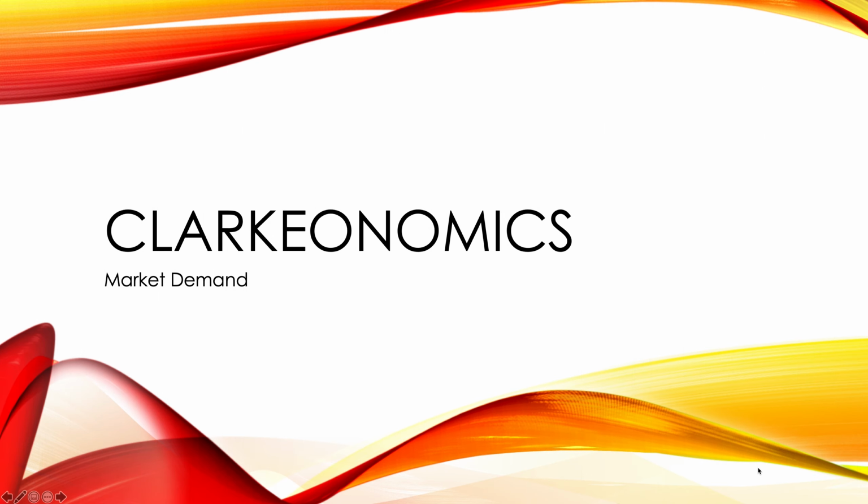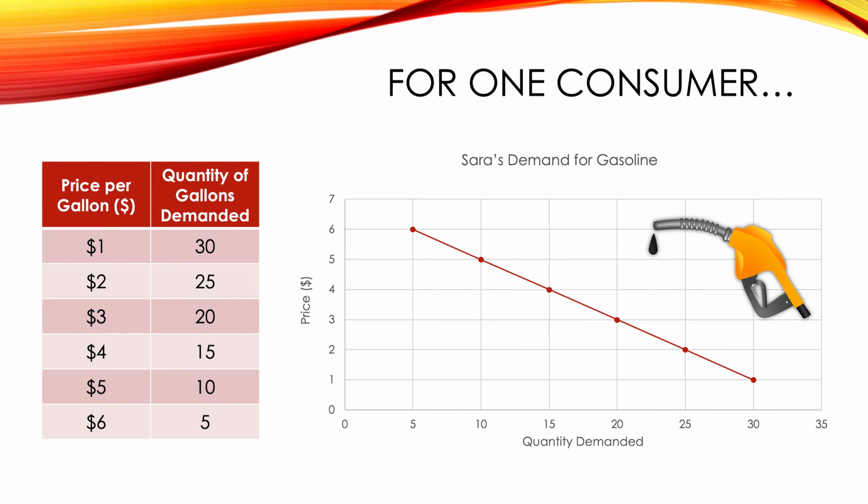In this video, we're going to talk about an idea called market demand. But before we get to that, let's imagine a situation with one consumer looking at a basic demand curve. This is a consumer named Sarah, and what we're looking at is her demand for gasoline. So when the price per gallon of gas is $1, Sarah wants 30 gallons of gas. That's her quantity demanded. We can see that in two places.